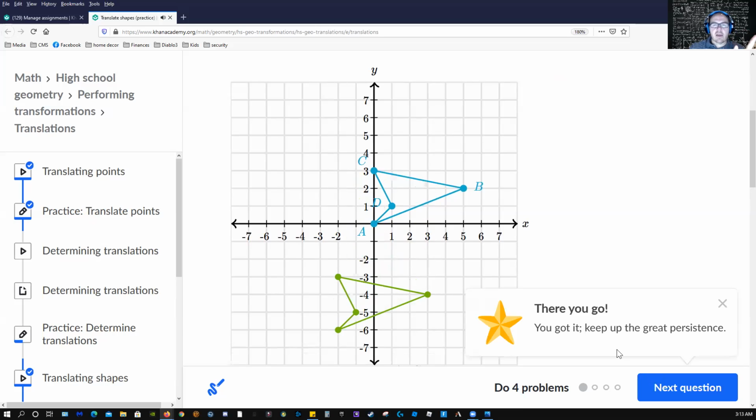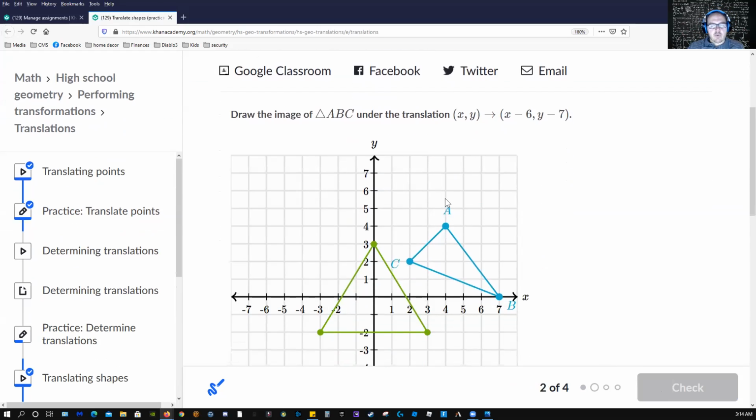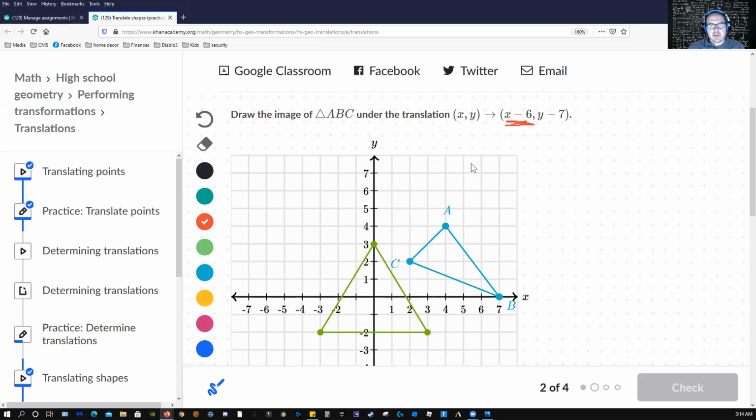So with Khan Academy, sometimes you have to drag the dots in a certain order because it won't let them overlap, which is good to know because if you take an online assessment using some other tool from some other program, it might work the same way. So this one says, again, we're translating shapes. Translation means sliding it around. Draw the image. It says here, the X change is -6, and the Y change is -7.